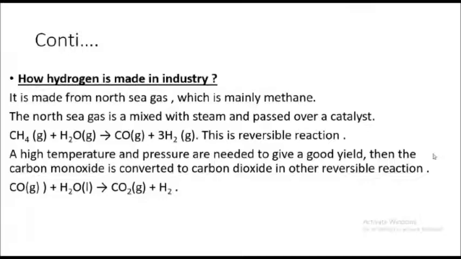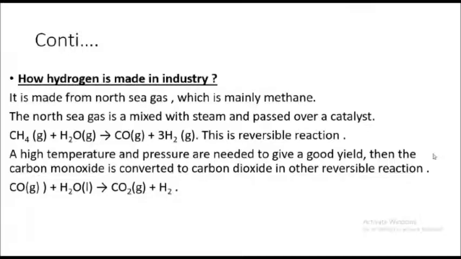hydrogen, as we have defined it, was the only element that has two characteristics, both metallic and non-metallic characteristics. So what do metallic and non-metallic characteristics mean? It means that it is not located in one group of the periodic table.